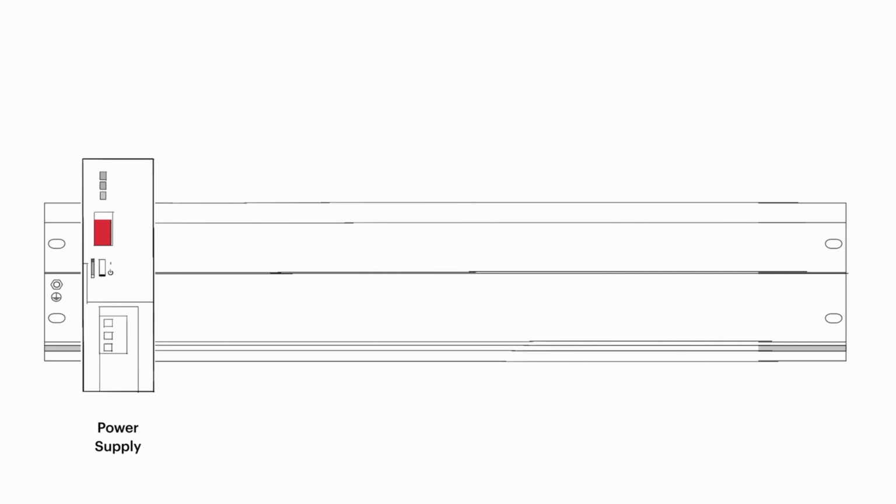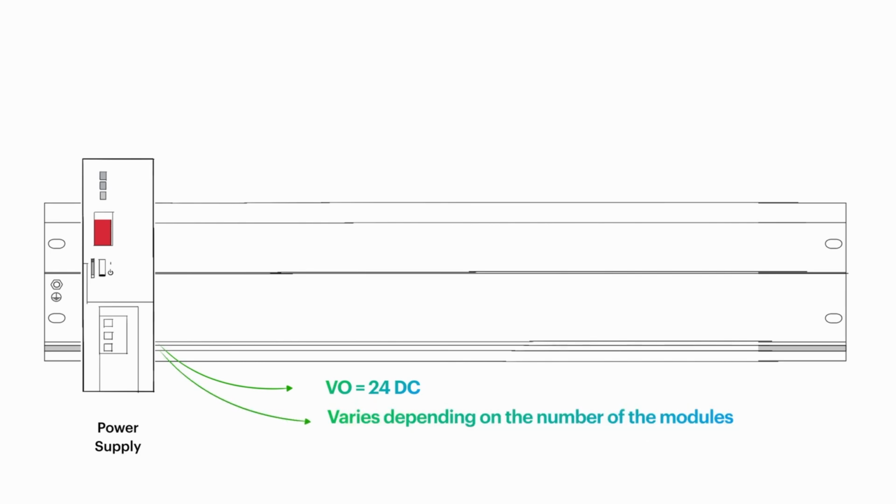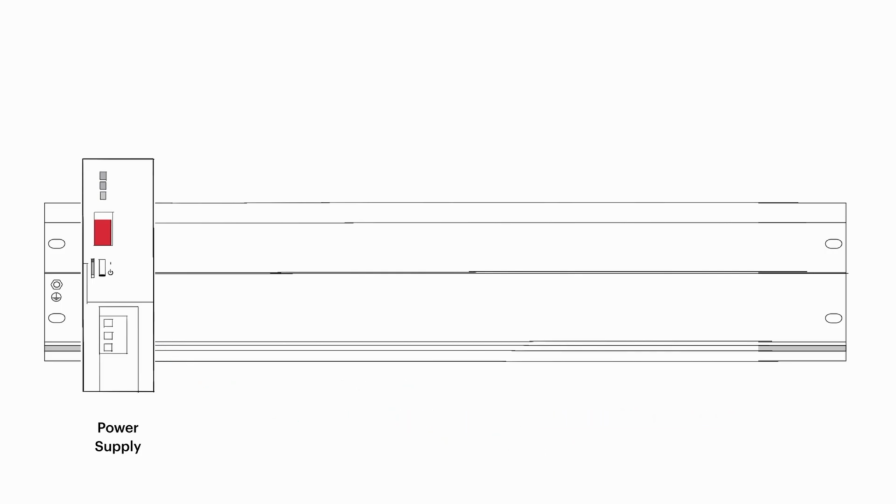The first slot typically holds the power supply module, which provides the necessary power to the other PLC modules. The output voltage of the power supply in most industrial PLCs is usually 24 volts DC, and the output current depends on how many modules the system needs. This output current could be 2, 5, or 10 amperes, depending on which and how many modules are used.